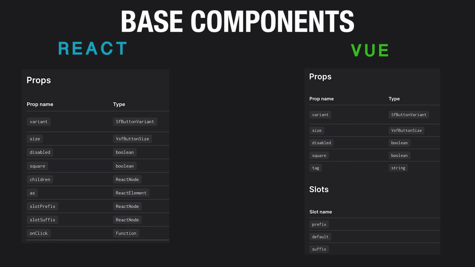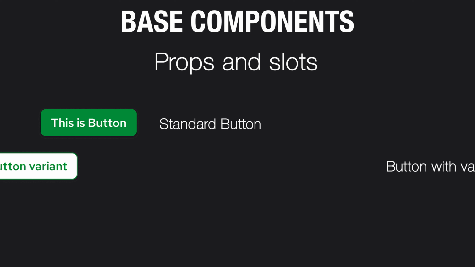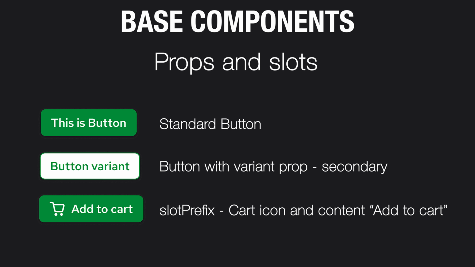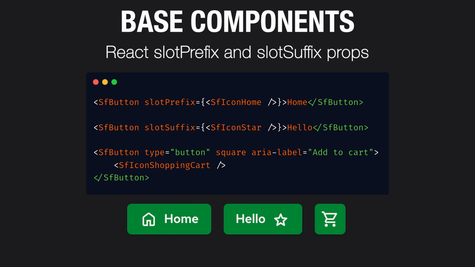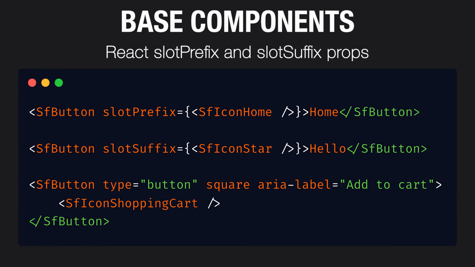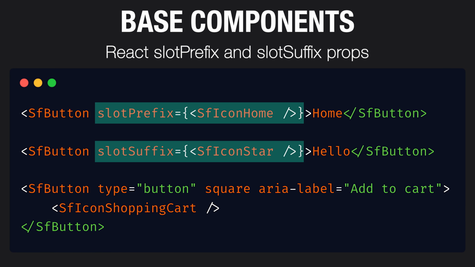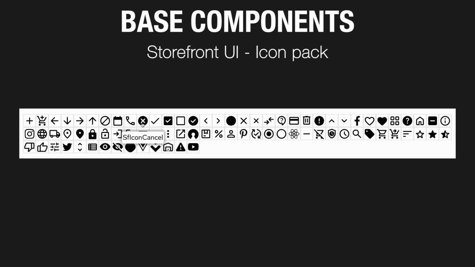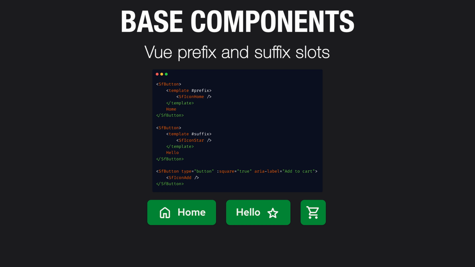Each base component receives a set of props and children or slots, depending on the framework you use. This can be used to either change the looks, add additional functionality, or pass the content inside the component. In React, some components also have props that can be used to pass content, such as slot prefix or slot suffix. These are mainly used to receive icons. Storefront UI comes with a set of icons you can import from the library. For Vue, the same is achieved using slots and templates.